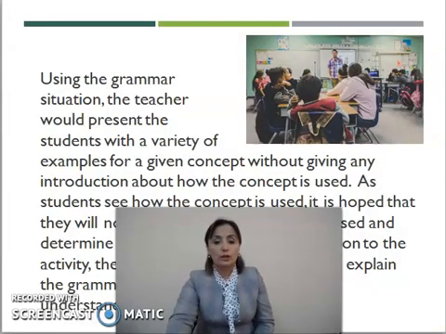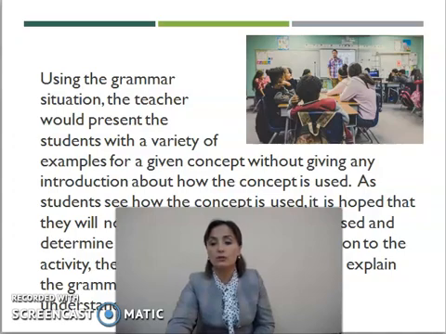Using the grammar situation, the teacher would present the students with a variety of examples for a given concept without giving any introduction about how the concept is used. As students see how the concept is used, it is hoped that they will notice how the concept is to be used and determine the grammar rule. As a conclusion to the activity, the teacher can ask the students to explain the grammar rule as a final check that they understand the concept.